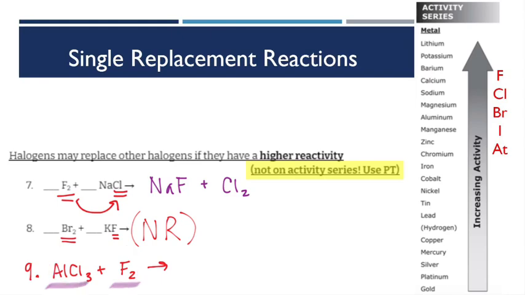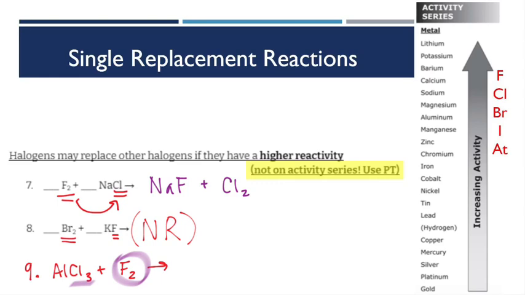So, single replacement, because I have a single element and a compound, and I always focus on the element first, even if it's written second, because that being a non-metal, that being a halogen, tells me which part of this compound is going to be trying to be replaced.